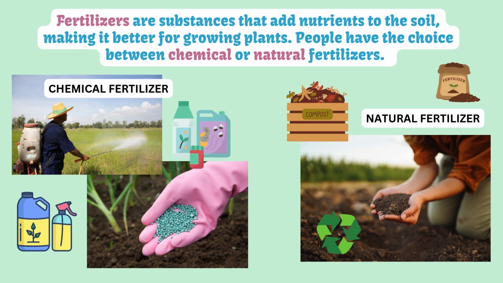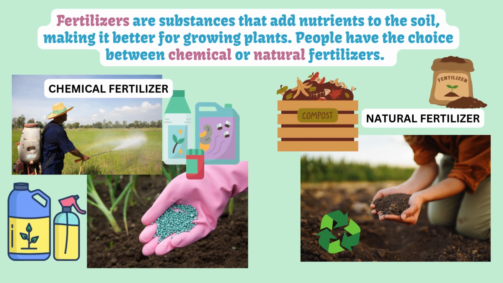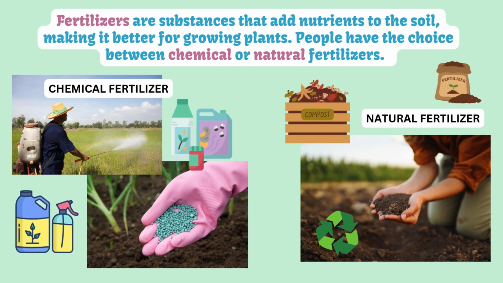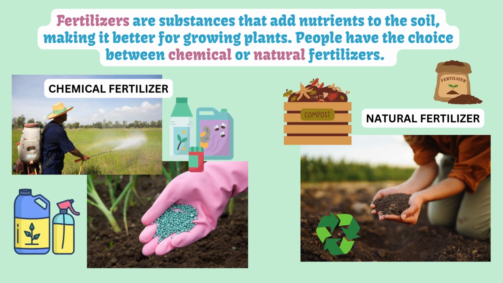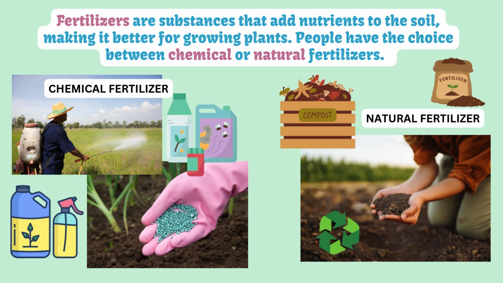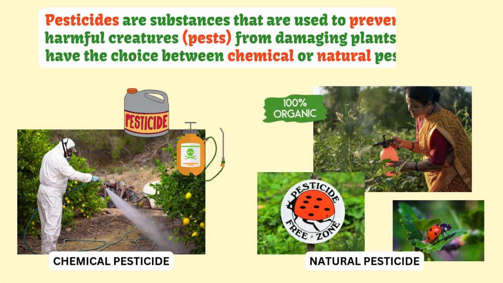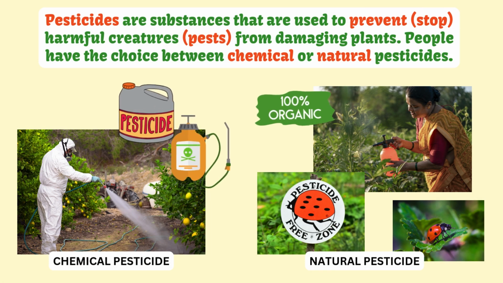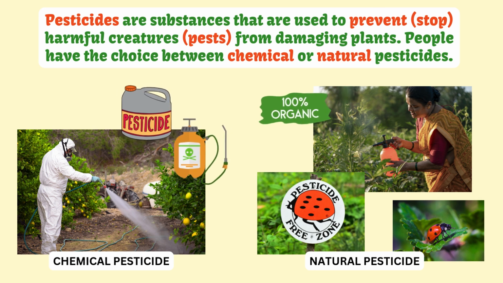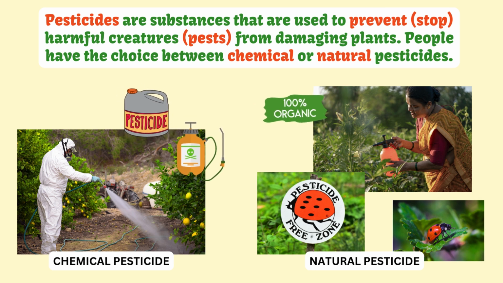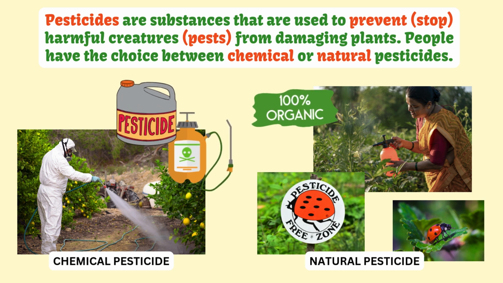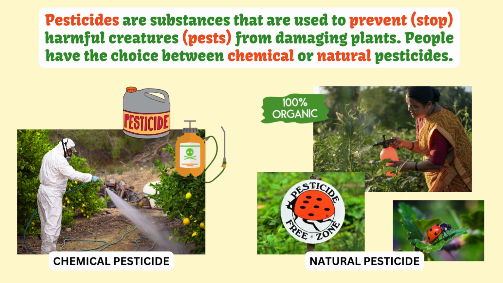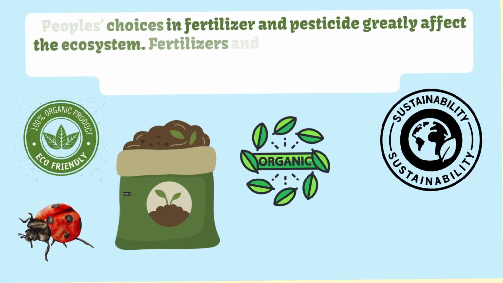Fertilizers are substances that add nutrients to the soil, making it better for growing plants. People have the choice between chemical or natural fertilizers. Pesticides are substances that are used to prevent or stop harmful creatures or pests from damaging plants. People have the choice between chemical or natural pesticides.